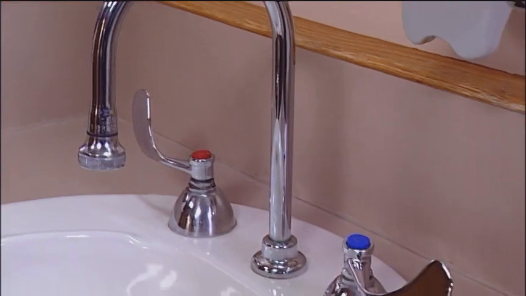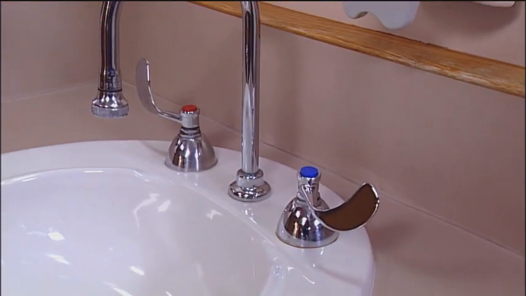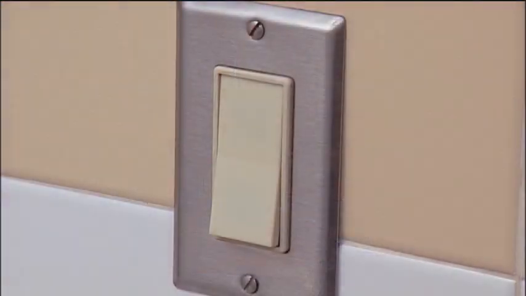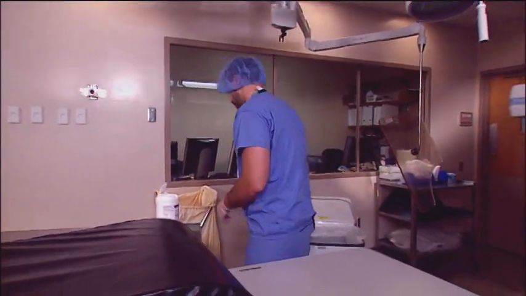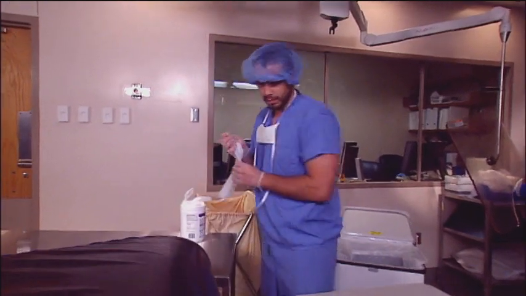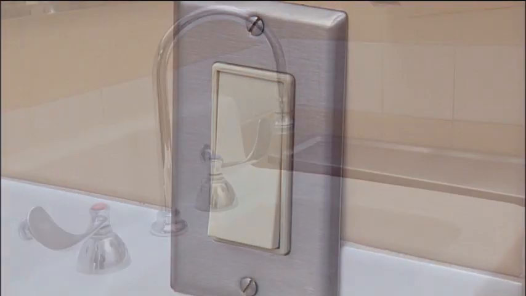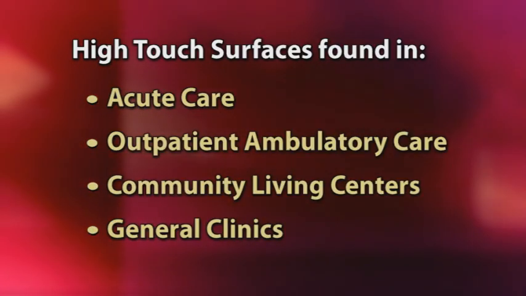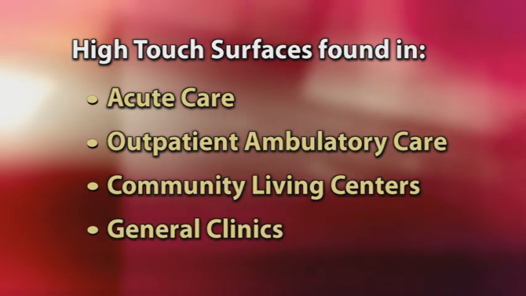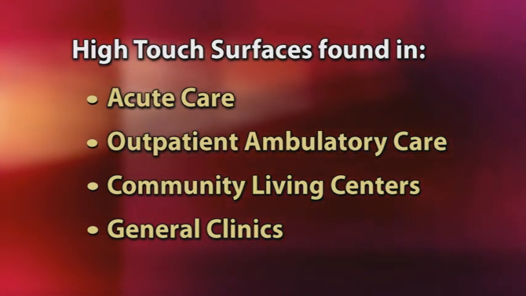Frequently touched surfaces in the sink area include the counter around the sink, the faucets and handles, and light switches. Also remember to change cleaning cloths frequently. Remember, it is better to swap out often rather than not often enough. In the bathroom, high-touch surfaces include handrails, light switches, the bathroom sink including the faucets and handles, and the toilet, the flush handle and toilet seat. High-touch surfaces can be found in acute care, outpatient ambulatory care, community living centers, and clinics in general.